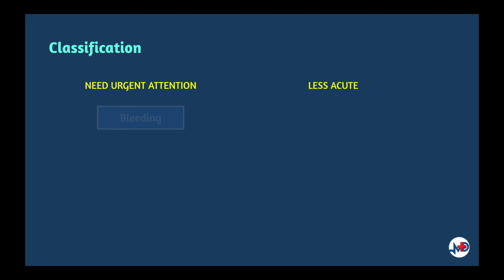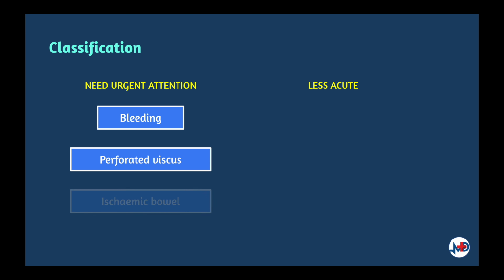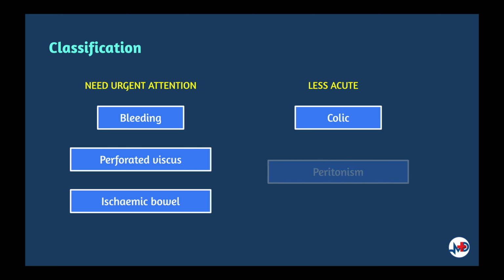Acute abdomen is divided into two groups: those presentations that need urgent intervention and presentations that are less acute. The ones that need urgent attention include bleeding, perforated viscus, and ischemic bowel. The less acute ones include colic and peritonism.